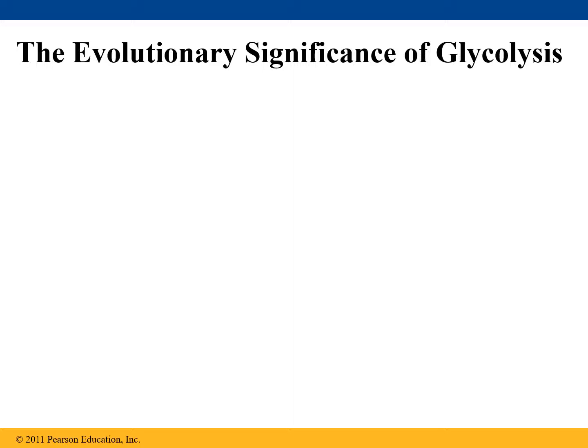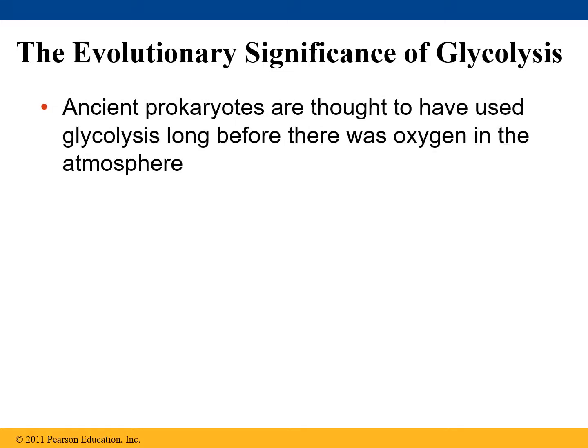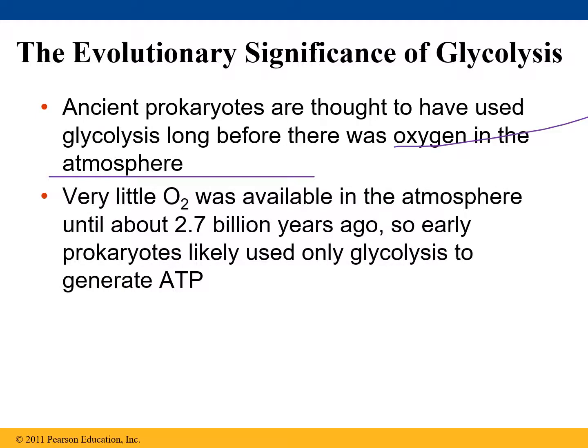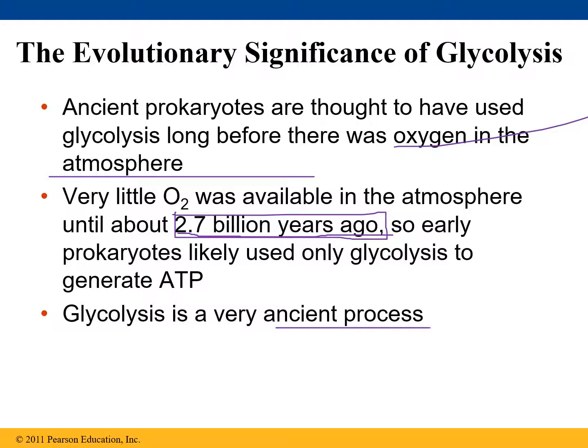Okay, glycolysis, as it turns out, is pretty significant evolutionarily, because if we look at a large variety of organisms, they have it. So ancient prokaryotes, meaning cells that didn't have a nucleus, they're thought to have used glycolysis before there was oxygen in the atmosphere. Very little oxygen was available in the atmosphere, and it actually poisoned organisms when it was in the atmosphere. So early prokaryotes probably used glycolysis to generate ATP. And we're talking about 2.7 billion years ago, so we're talking quite a ways back that process has been around. So it's an ancient process.